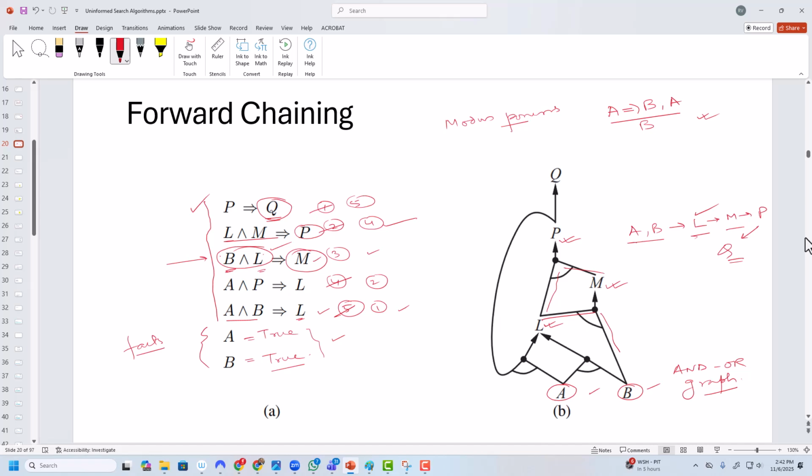So the agenda will have, gradually, initially A and B, then we add L, then we add M, and then we keep checking which rules have their premises already in the agenda to be true. Then we apply that rule to find out what the conclusion will be, and then we add the conclusion to the agenda again. So that's the forward chaining algorithm.